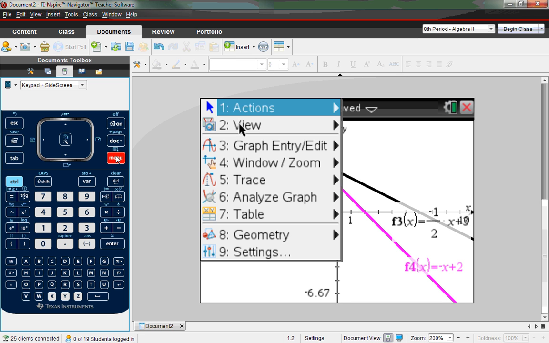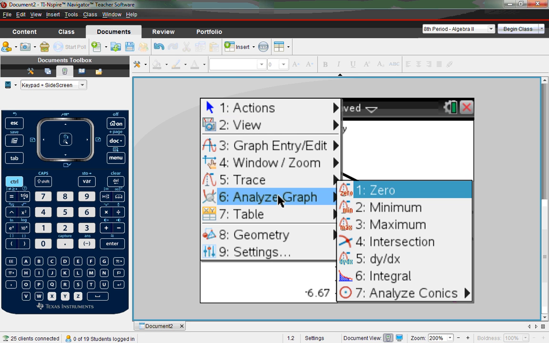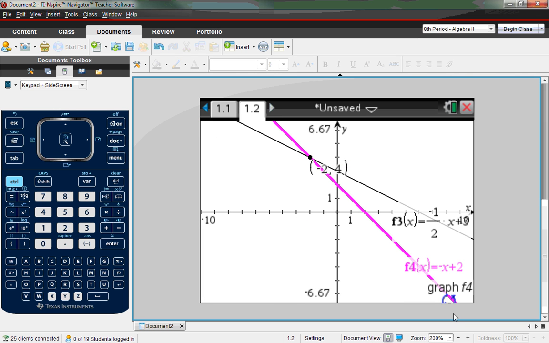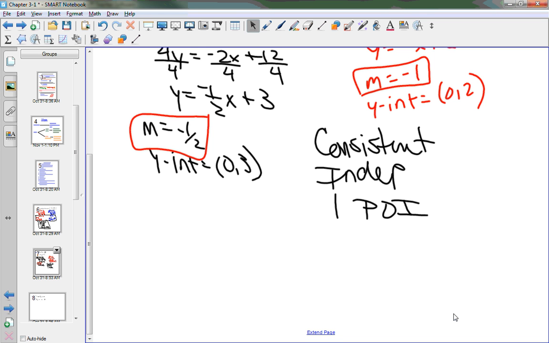Menu. Analyze graph. Intersection. Lower bound pops up. Now I'm going to go to the left of the intersection point. Click. Go to the right of the intersection point. Click. And what's my POI? Negative 2, 4. Do we understand that one, yay or nay? Yeah. We good?